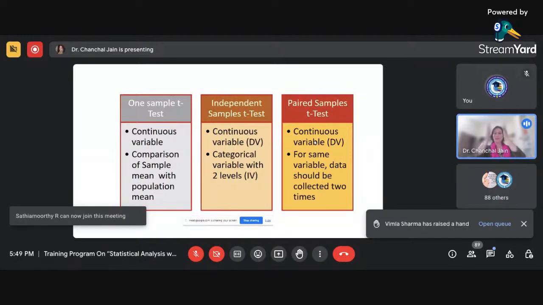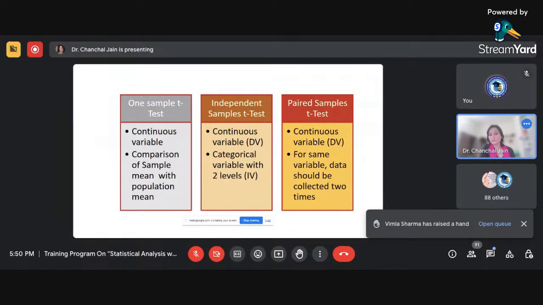So that way, understanding is the same, 2 times I am measuring, and again the sample is the same, but 2 times I am collecting the data for the same sample. That way, this is the case of paired samples t-test. Generally, before, after, pre and post type of things come under the paired samples t-test. So these are the 3 various categories of the t-test. I hope it is all clear to all of you.